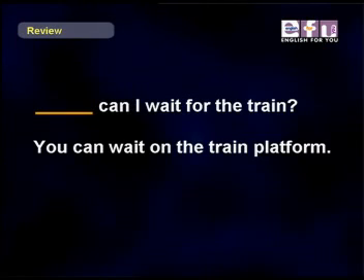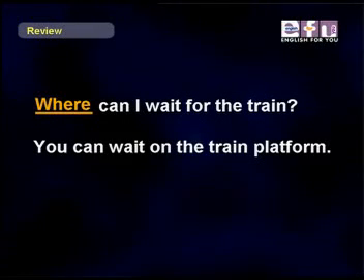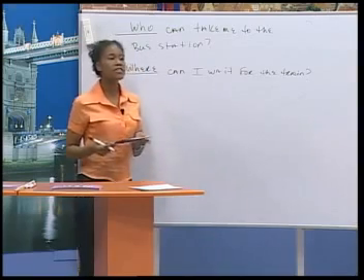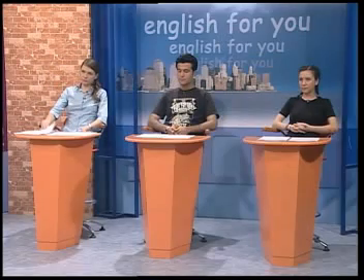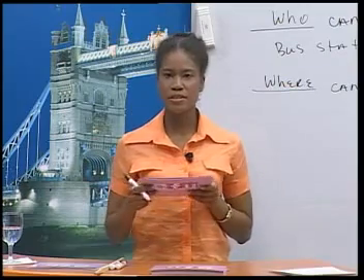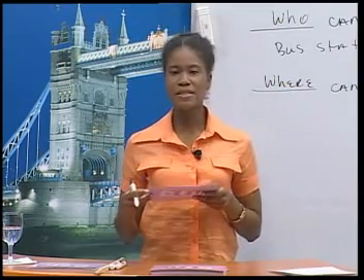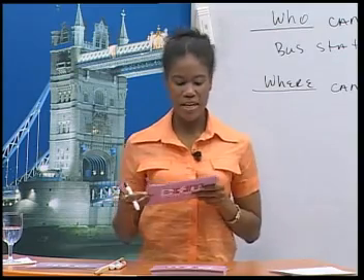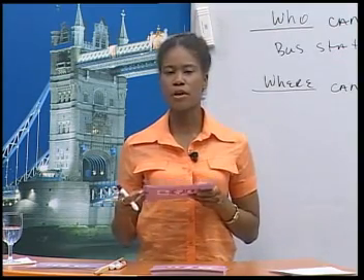Alberto. Where can I wait for the train? You can wait on the train platform. Where can I wait for the train? You can wait on the train platform. All right, good job, everyone. Now, read the situations and answer with sentence questions beginning with can or could.